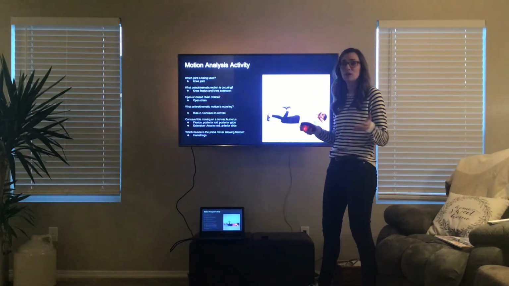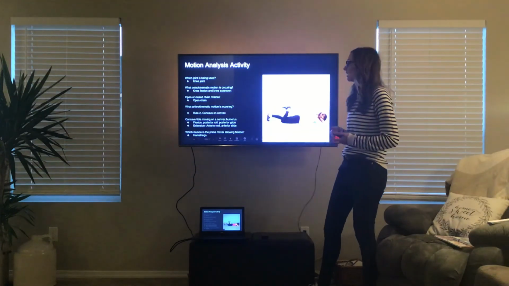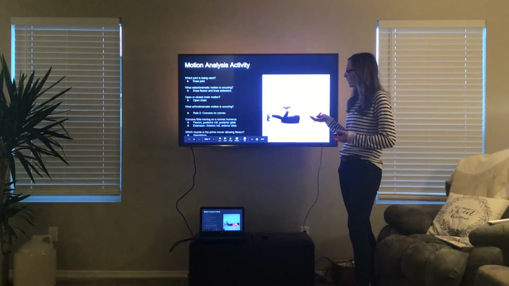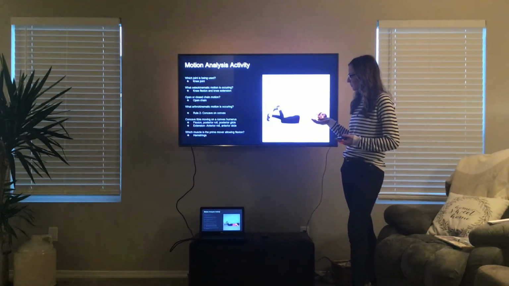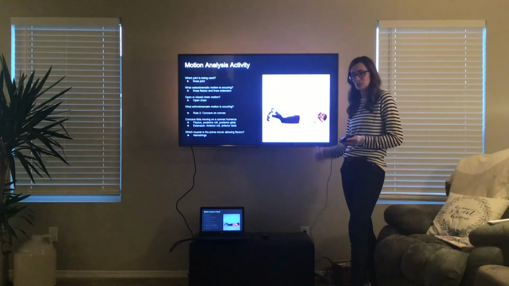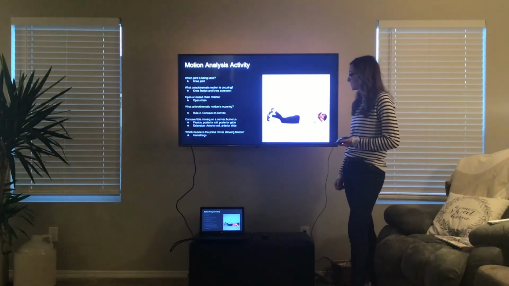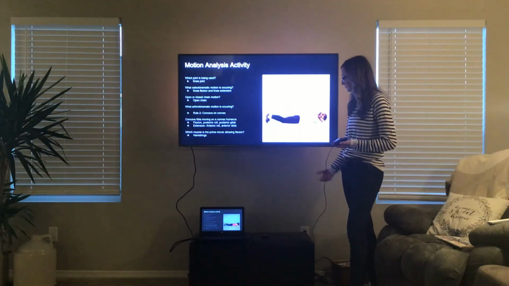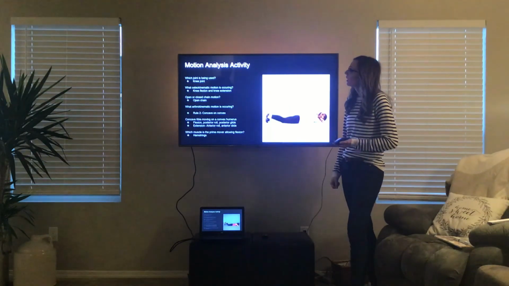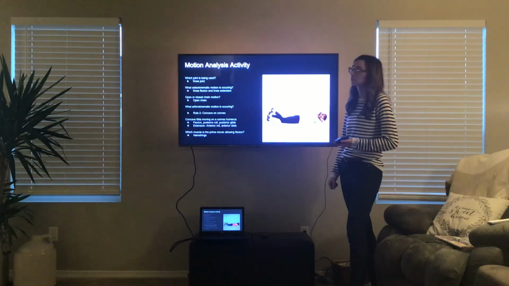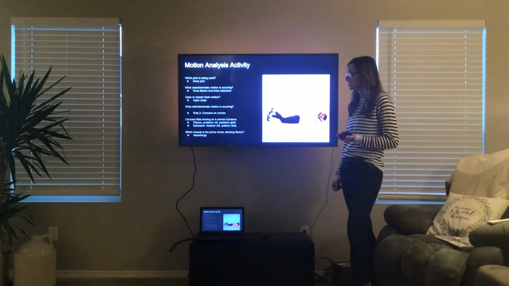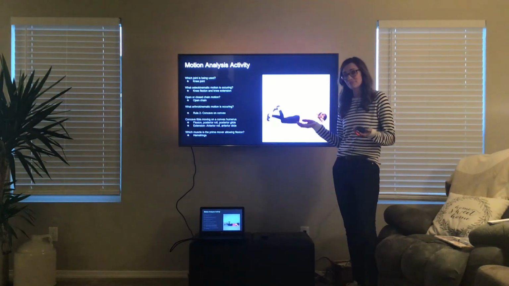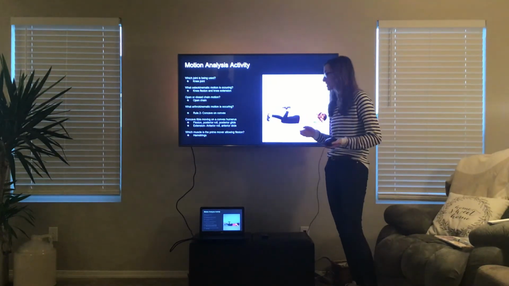Okay, so we're going to do a little bit of motion analysis. I hope you can get a clear view of my picture and my model, but what is happening in this picture? She is doing hamstring curls or a lying leg press, I guess. So going through the motion analysis, which joint is being used in this example? Correct, your knee joint. Good job.